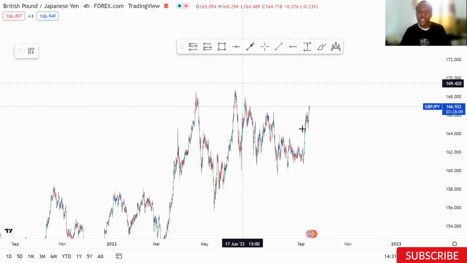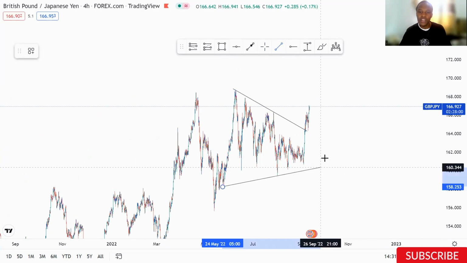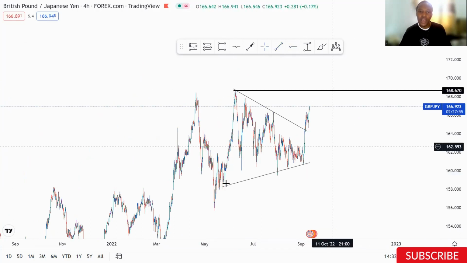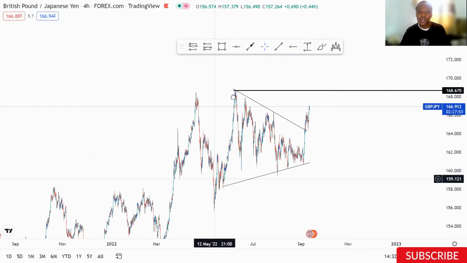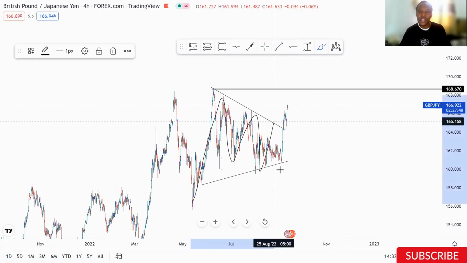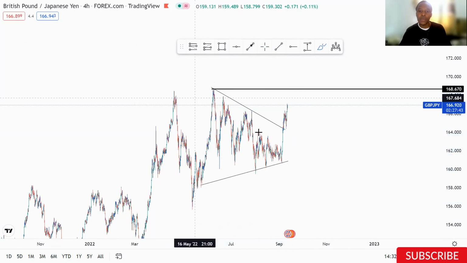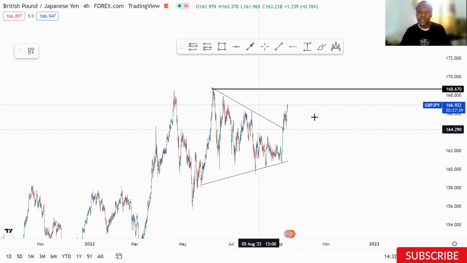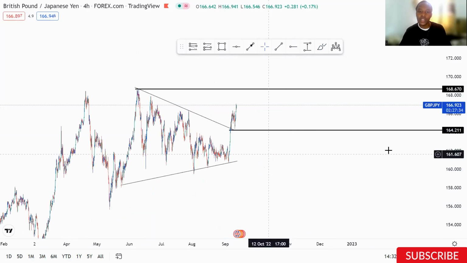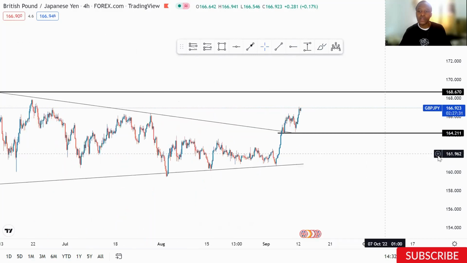GBPJPY is giving us a nice triangle or falling wedge, if you may, right? This is nice, this is beautiful, it's clean. And then we have that high over there. And if we're treating this as an impulse, then this is a correction, then this is a breakout, retest, then waiting for continuations to the upside, right? If we zoom in clearly there, you would also see that we have a support level here where we got the breakout and then the retest. So it's just clean, guys. It's nice, it's beautiful, right?